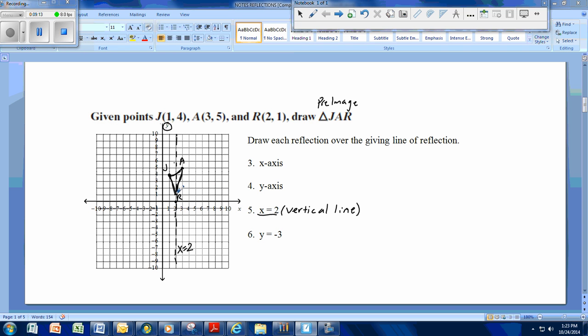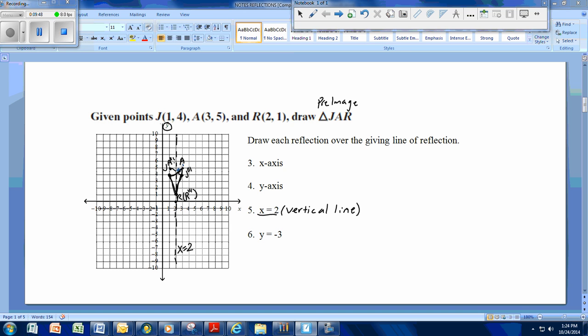So now what I'm going to do is I'm going to flip each point over that line. Let's start with R. Now R is right on the line. So this point would stay put. And I'll call this triple prime. Okay? Because we already did 2 before. So R stays on the line of reflection. It doesn't go anywhere. A would flip over and land right here. And J would flip over and land right here.